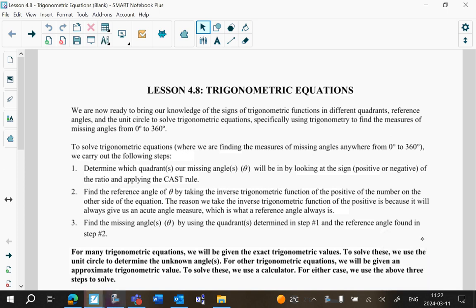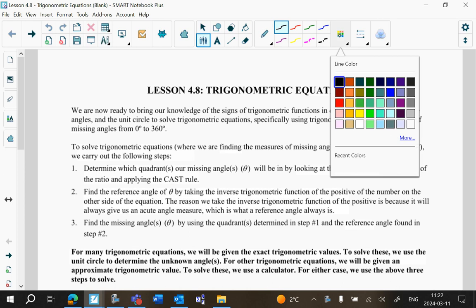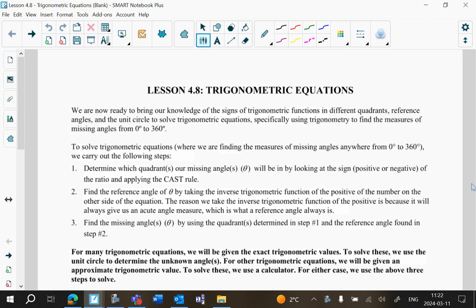So we've talked about questions like this in the last lesson. Anybody remember the sine of 60? Thinking on your unit circle? Root 3 over 2.